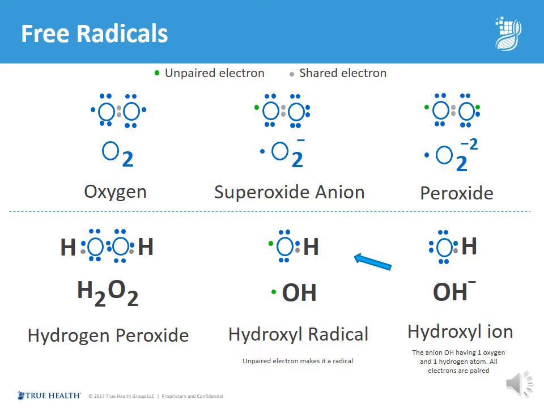And the bottom right is the hydroxyl ion, and it's pretty much the hydroxyl radical, except there is no unpaired electron. But it only takes inflammatory conditions, oxidative conditions, for one of those electrons to become unpaired. So the hydroxyl ion can become a hydroxyl radical very quickly. And notice what makes the radical: there's an unpaired electron in its outer shell. Whereas in the hydroxyl ion on the right, all the electrons, at least temporarily, are paired.